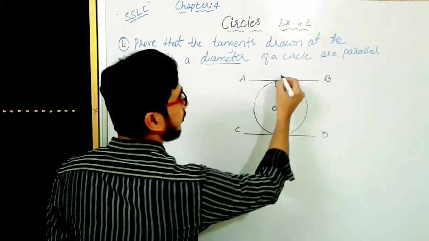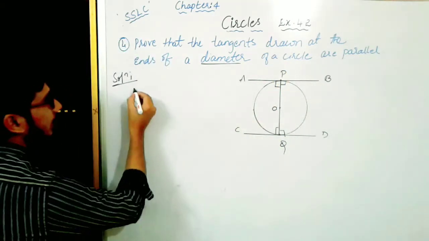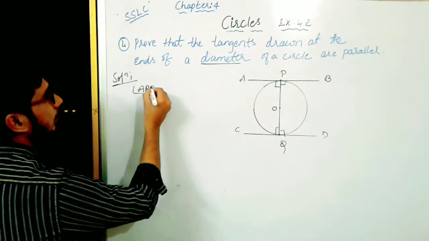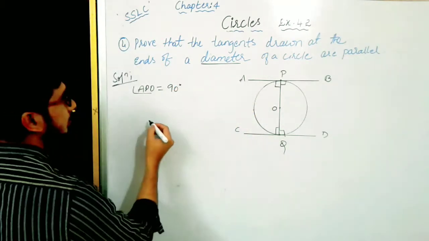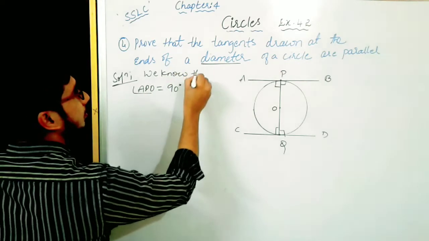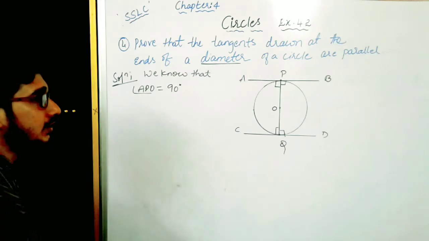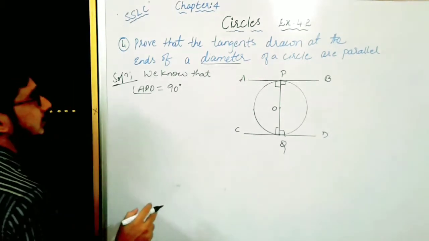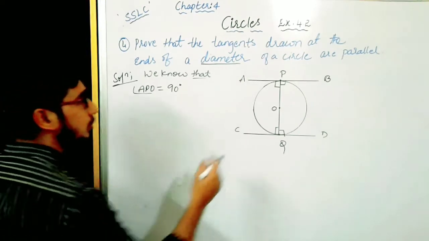Let me name it A, B, C, D. This is P, Q. Okay. Angle APO is equal to 90 degrees. We know that, you write down, it is the angle between the radius and the tangent. That is the reason it is 90 degrees. How do we get to know? Because of that theorem. Everybody should know that.